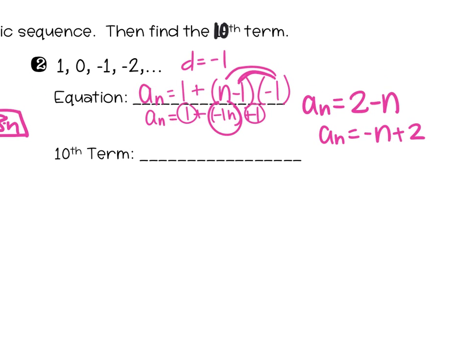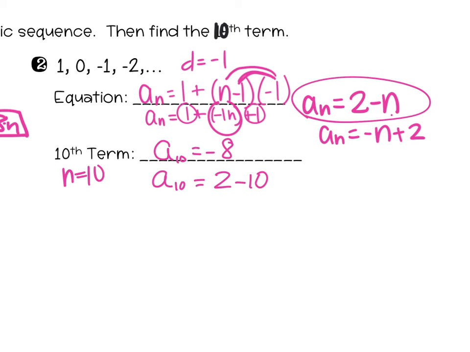All right, and now if I'm finding the 10th term, so you're going to plug in 10 for n, so n equals 10. So take a pause and try to solve that. Okay, so if I plugged in 10, so I just put it right into this. So 2 minus 10 gives you the 10th term of this arithmetic sequence would be -8.